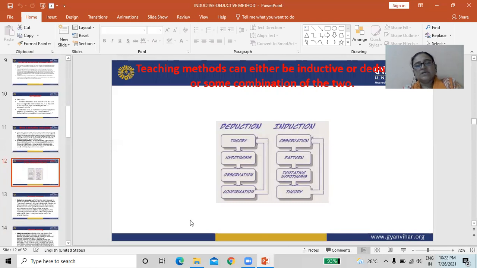A teaching method can either be inductive or deductive, or some combination of the two.